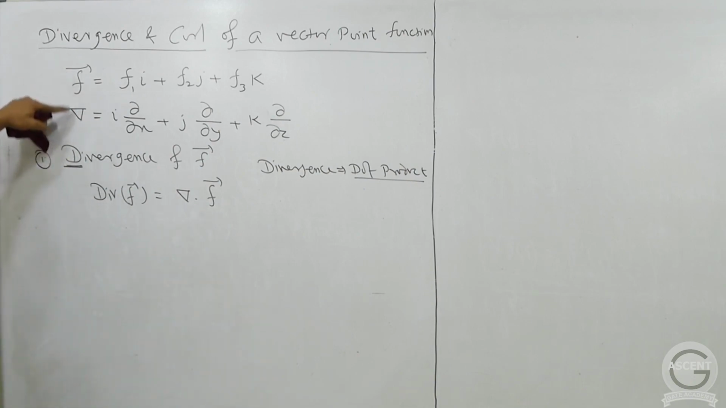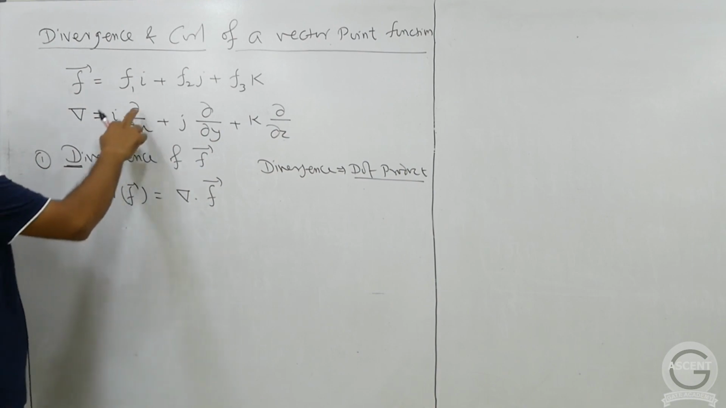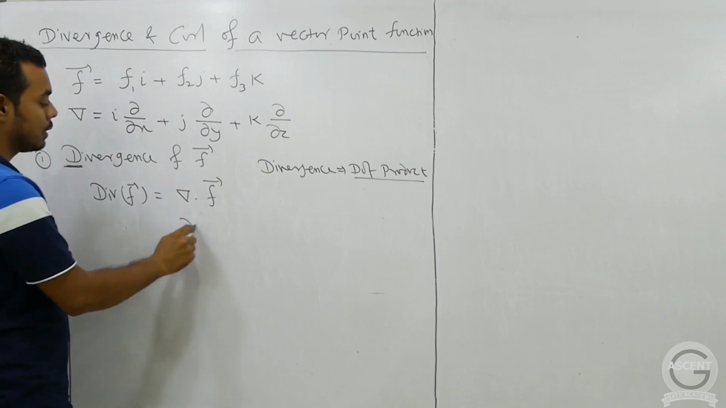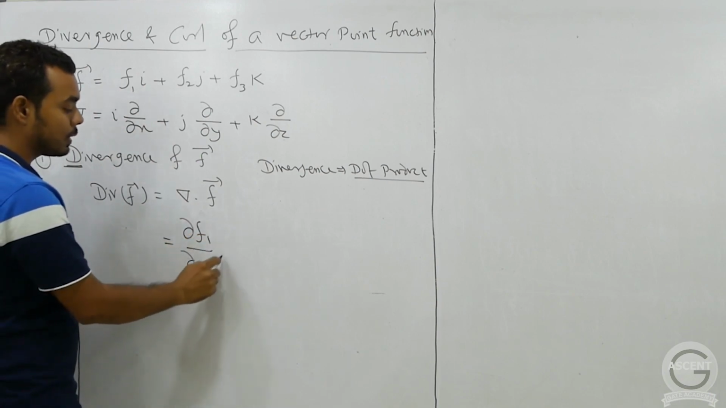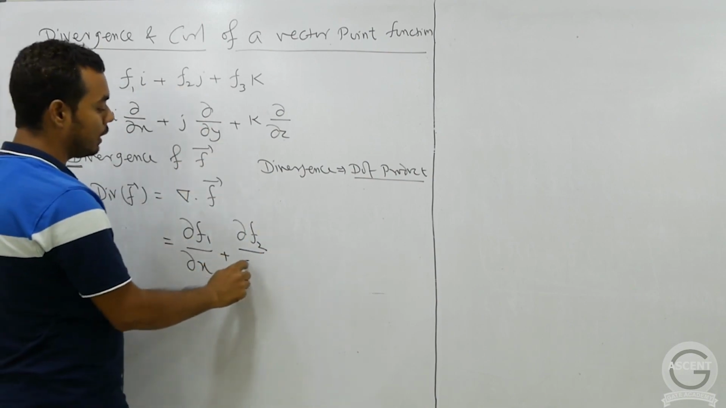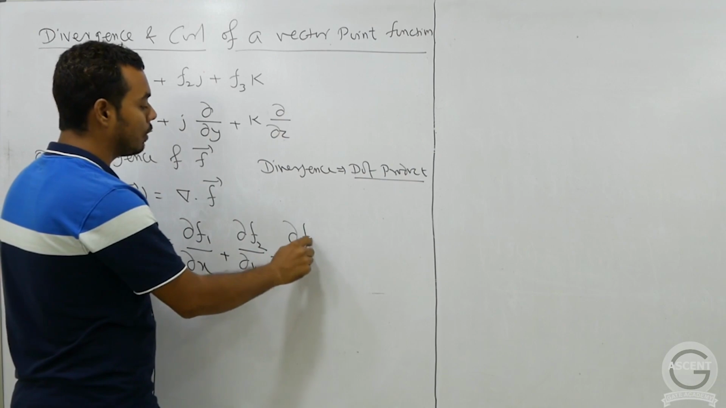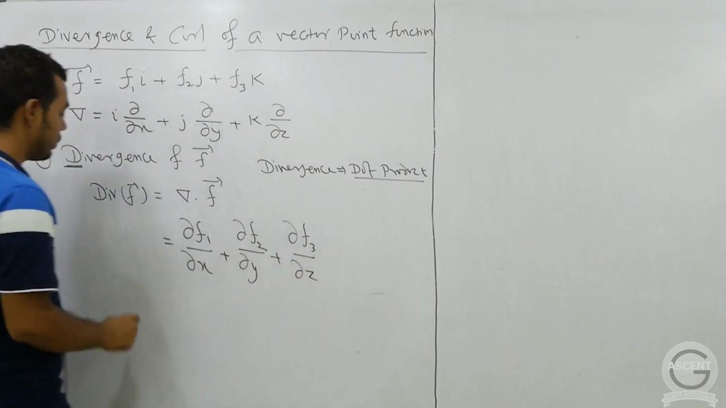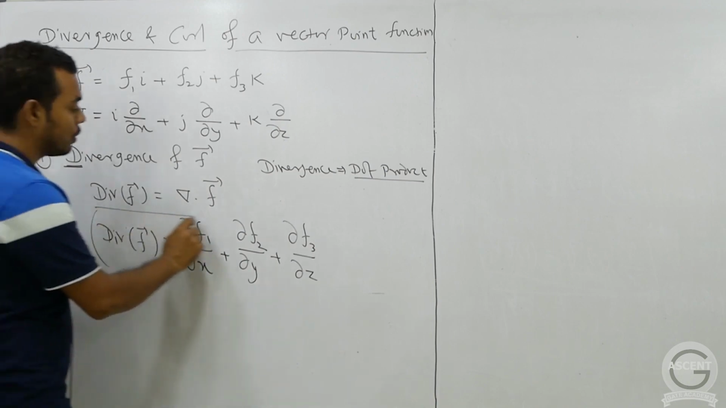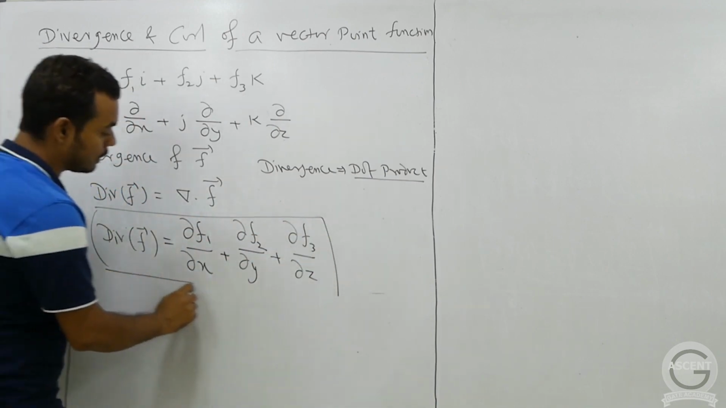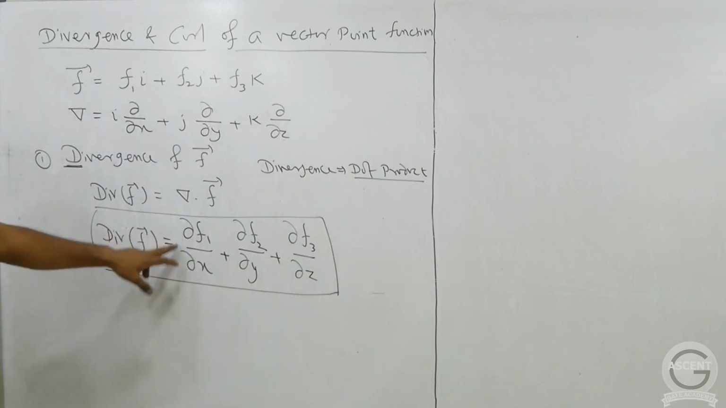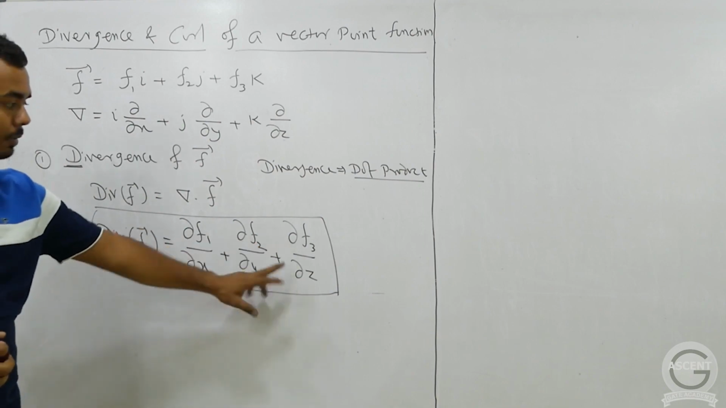Now if you take the dot product of these two vectors, then you can easily see that you will get partial derivative of f1 with respect to x, plus partial derivative of f2 with respect to y, plus partial derivative of f3 with respect to z. We will see the meaning of divergence and curl in detail, but first you should know how to calculate these things. So this will be the formula for divergence of a vector point function: del f1 by del x plus del f2 by del y plus del f3 by del z.